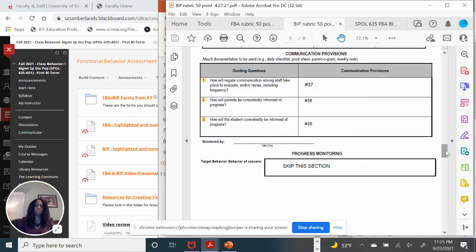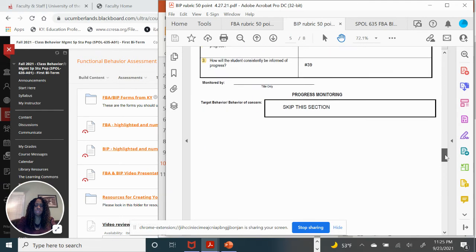And so this is your plan for how you're going to communicate with that teacher. Are we going to have a daily checklist? Are we going to have a point sheet? What are we going to use to communicate? Not only with just the parent, but also with the student, and then also with anyone else that's working with that child at the school.